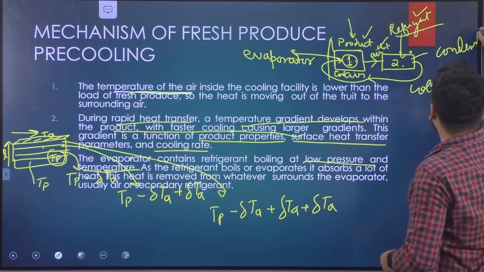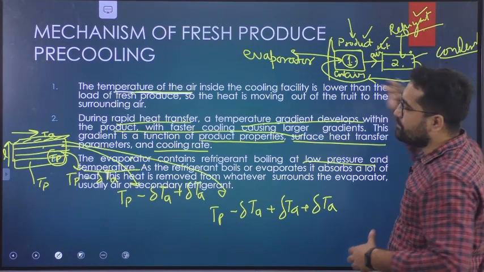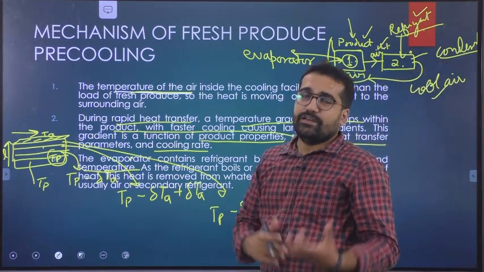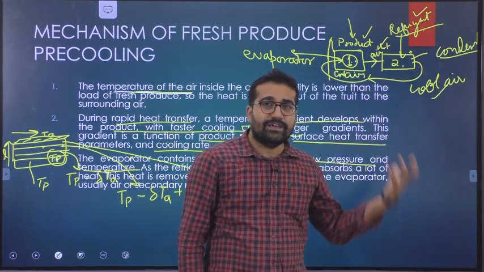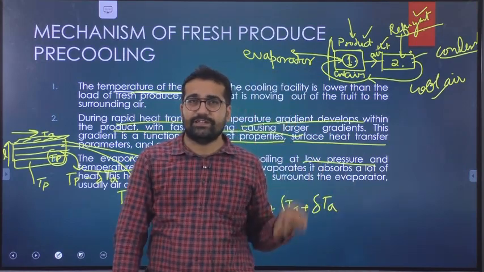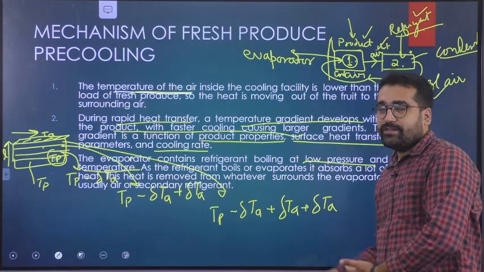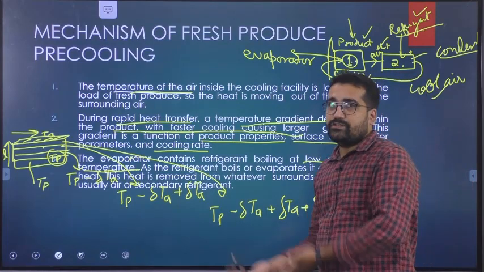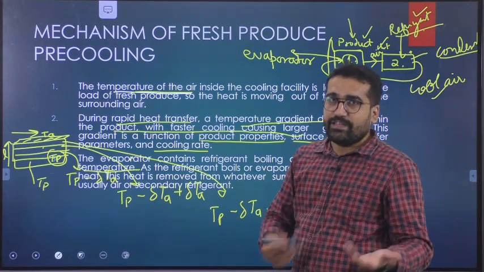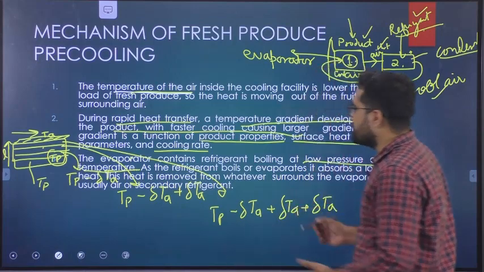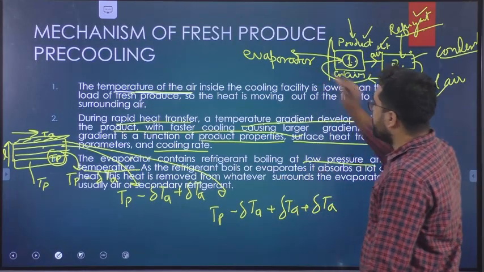This unit we call the condenser. What is the purpose of the condenser? It will again cool the air with the help of refrigerant. So the evaporator cools the produce with the help of air, and the condenser cools the air with the help of refrigerant. This is the purpose of these units. So we are talking about the evaporator.